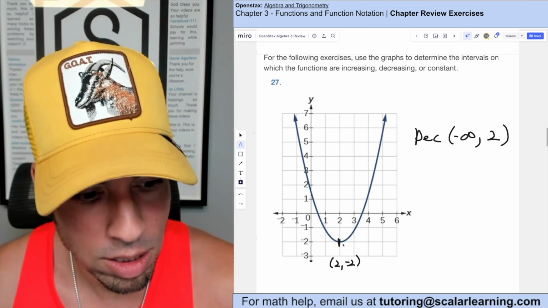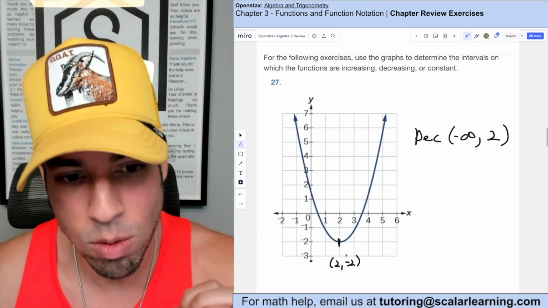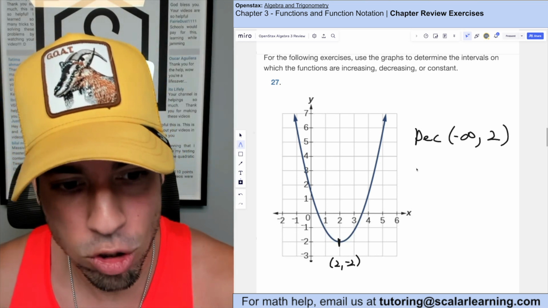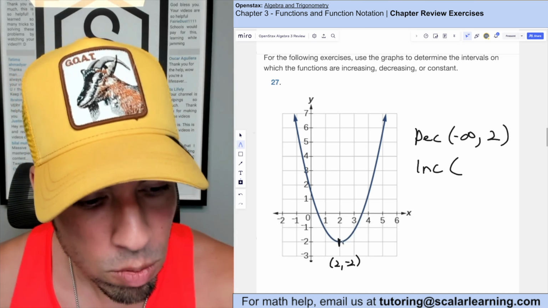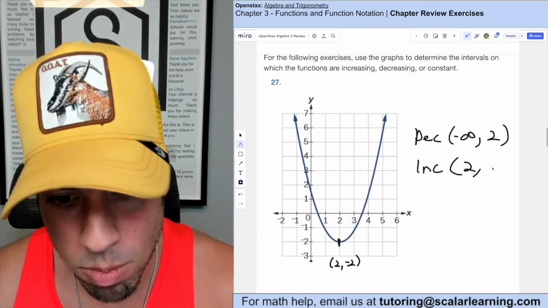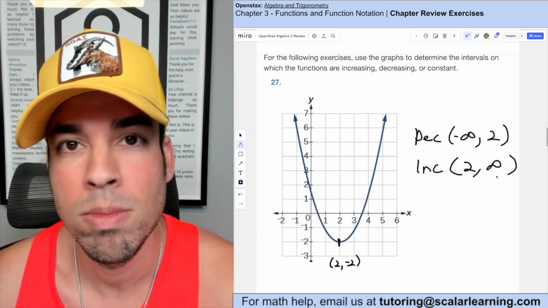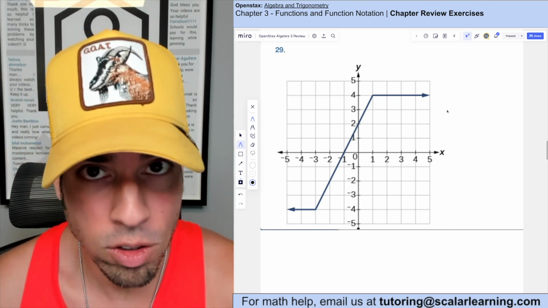The slope is actually 0 right there. It's not increasing nor decreasing right at that one point. So we're not going to include 2. And then increasing, aka positive slope, going from 2 out to infinity like that. So we're going to say increasing from 2 to infinity. Boom, done.